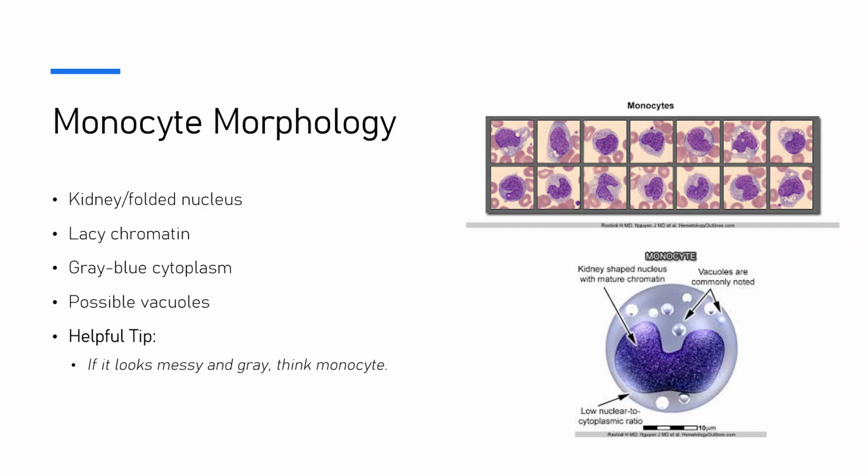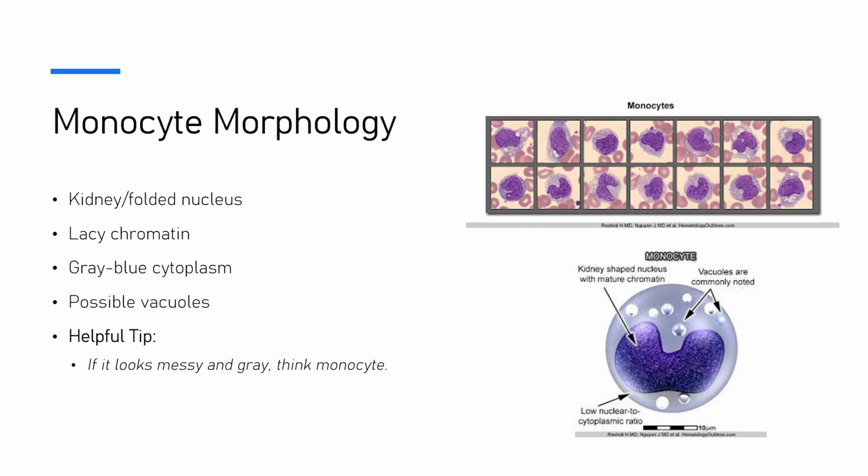Now let's look at what monocytes actually look like on a peripheral blood smear, because their morphology is pretty distinctive once you get used to it. The first thing most people notice is the nucleus, which is typically kidney-shaped, folded, or sometimes horseshoe-like. Unlike the very dense chromatin seen in lymphocytes, monocyte chromatin tends to appear looser and more delicate, sometimes described as lacy or reticular chromatin. The cytoplasm of monocytes is usually abundant and gray-blue in color. This grayish appearance is sometimes referred to as ground glass cytoplasm.